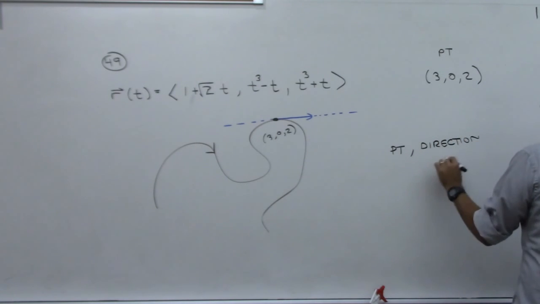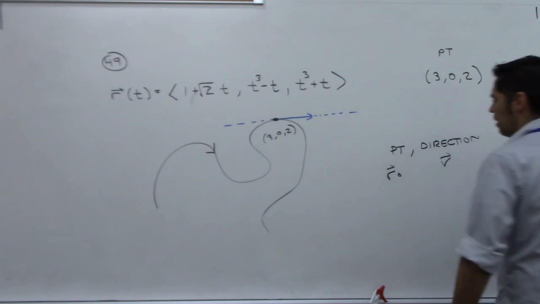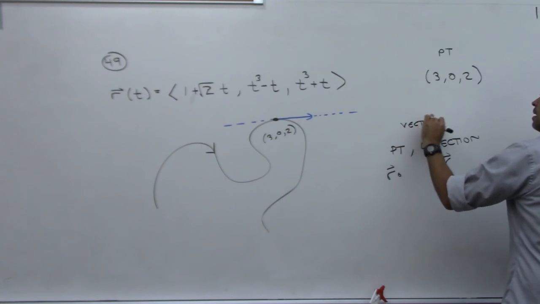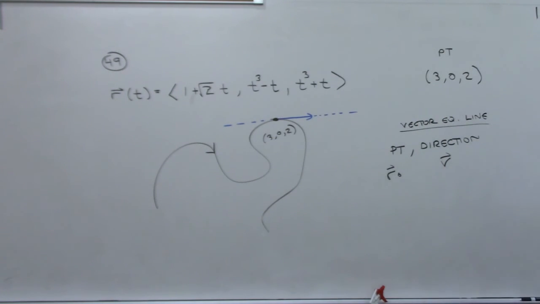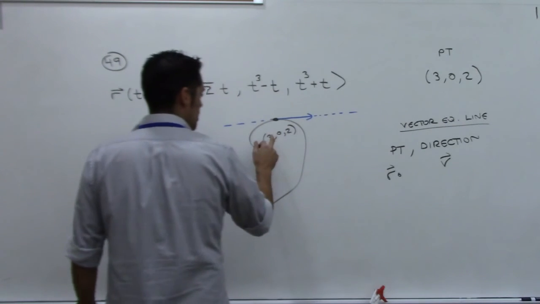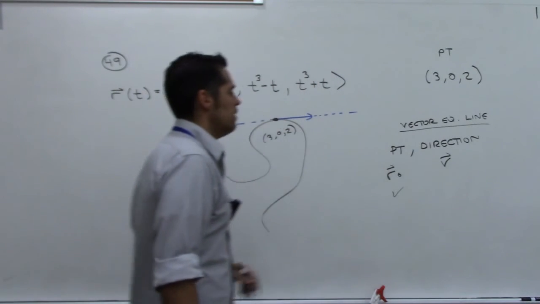In fact, we always call that direction vector v. The point would give us the r naught. So that's what I need for the vector equation of a line. This is back in the previous section. All right, so the question right now is, do we have a point? Well, yeah, of course we do. We have this point, 3, 0, 2. So I've got this taken care of. What I need is a direction vector.